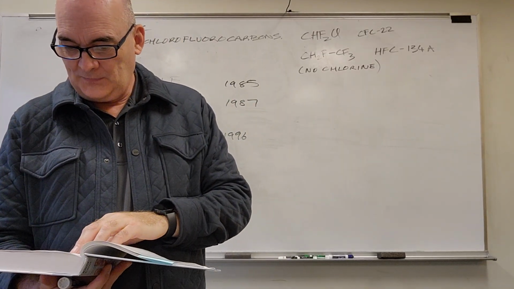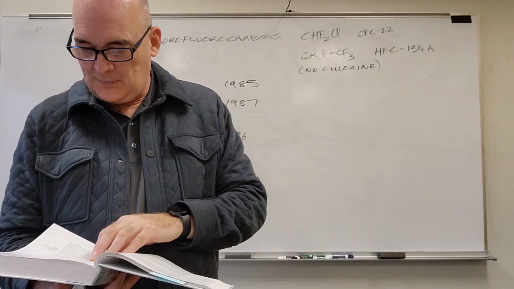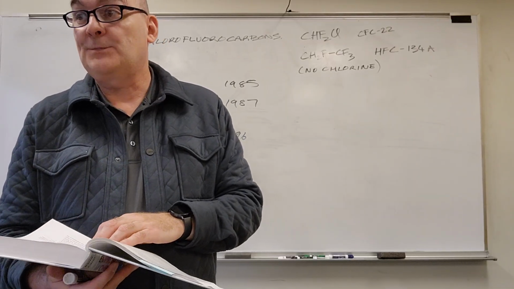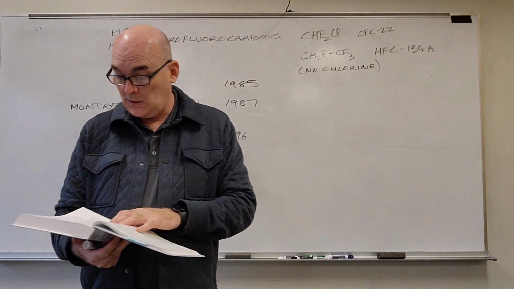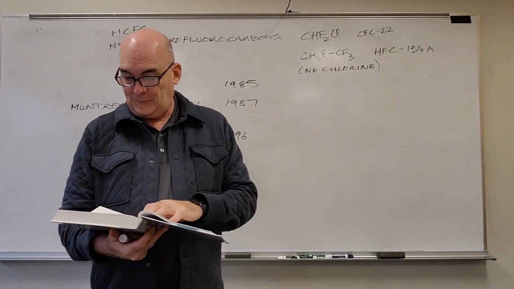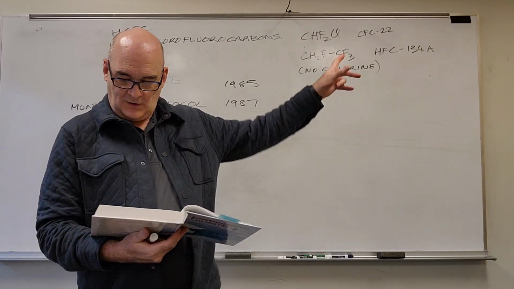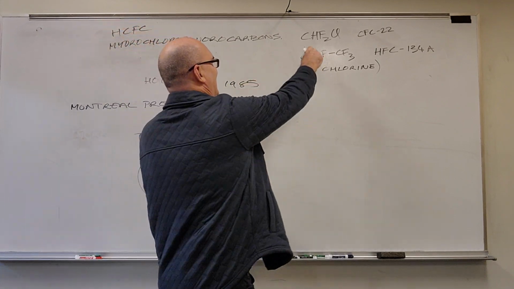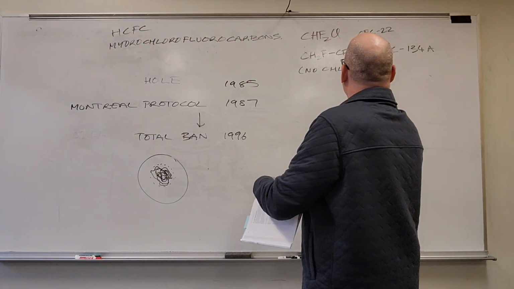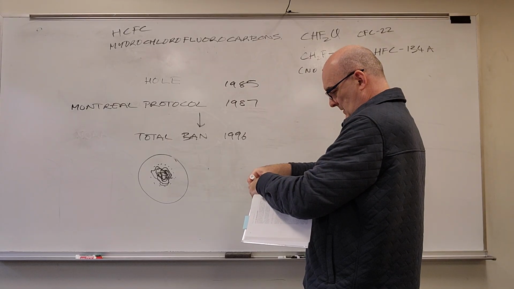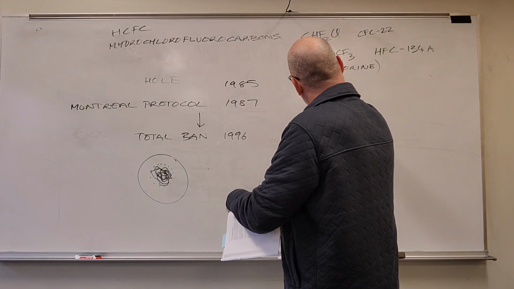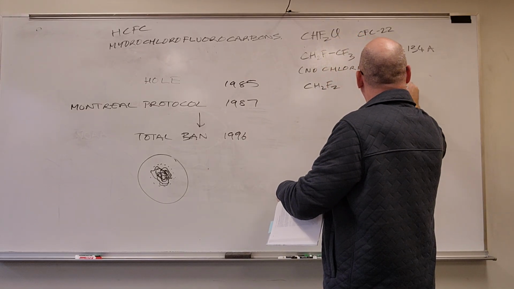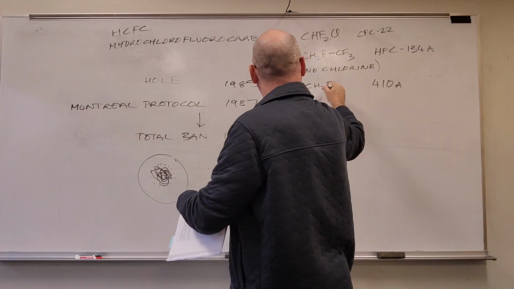So 134A is widely available now. If you go and get your car's AC fixed, it's probably 134A that's going in. There's another one called 410A that is a mix of both. Not those both. That one's a stopgap, that's only temporary. There's another one that is just CH2F2. And that gets to be 410A. These two together make 410A.